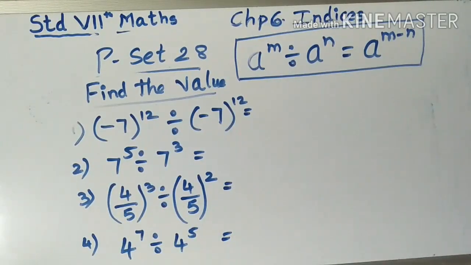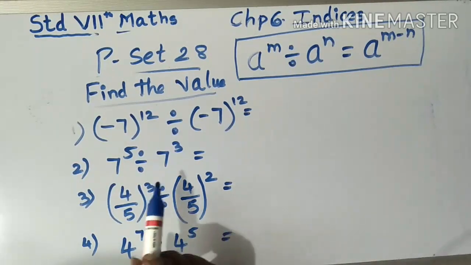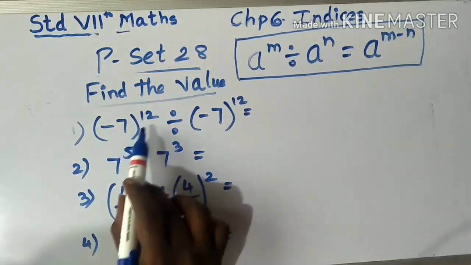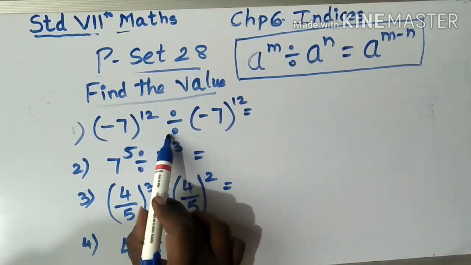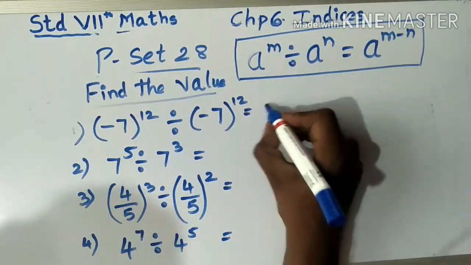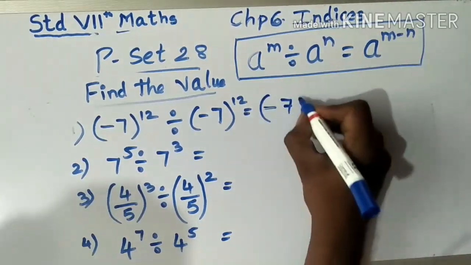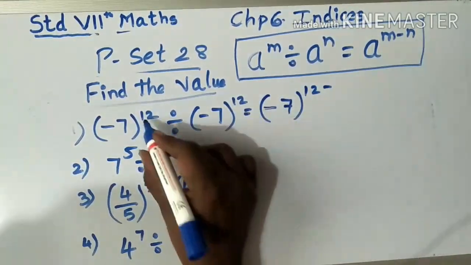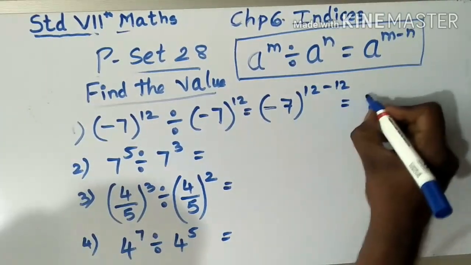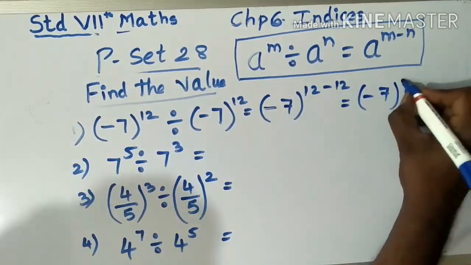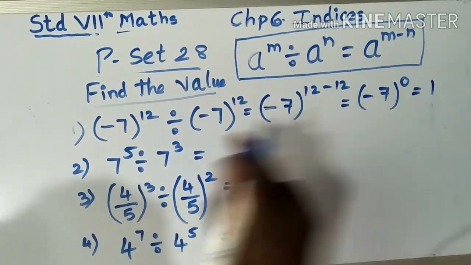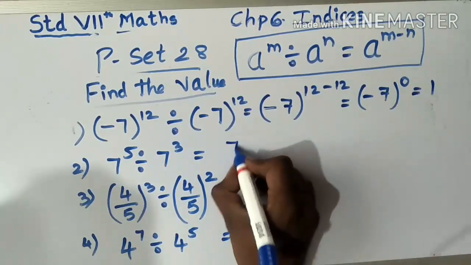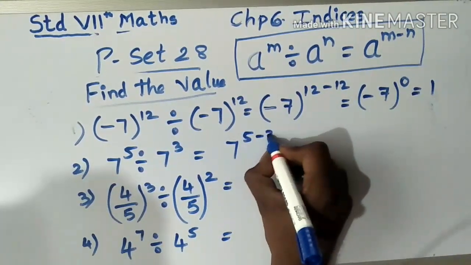Here we want to find the value. Now solving this, we have to find the value for this question. Let's say minus 7 raised to 12 divided by minus 7 raised to 12. Now what formula will be applied here? Divide sign is there, so it will be negative. So minus 7 raised to 12 minus 12, 12 minus 12 is 0. Now what is the answer? Any number which is raised to 0 is 1. This is your value.